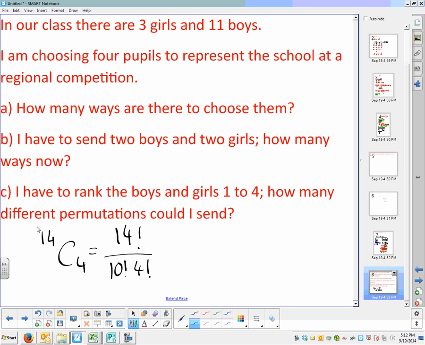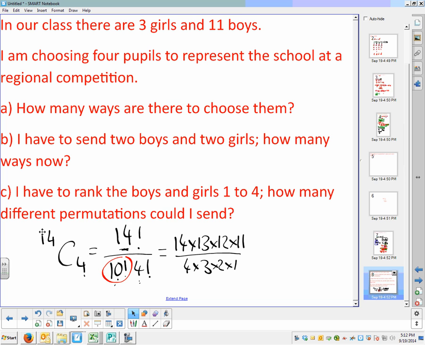N factorial on top, 10 factorial, 4 factorial. These two numbers will always add up to 14. Well, it will always add up to that number, and one of them is going to be that, which is the same as 14 times 13 times 12 times 11. Everything after that, the 10 is going to cancel with the 10 factorial, over 4 factorial.